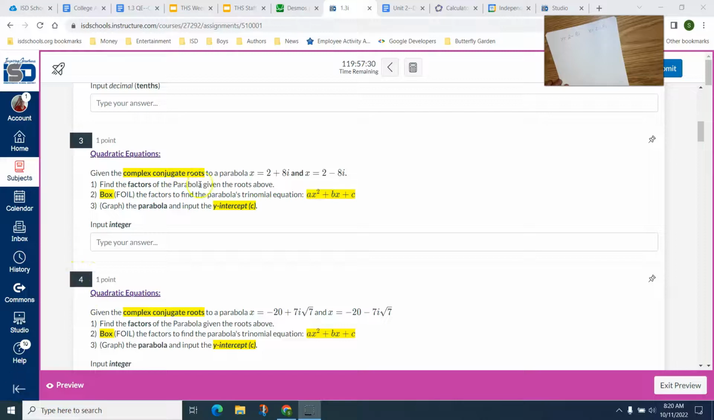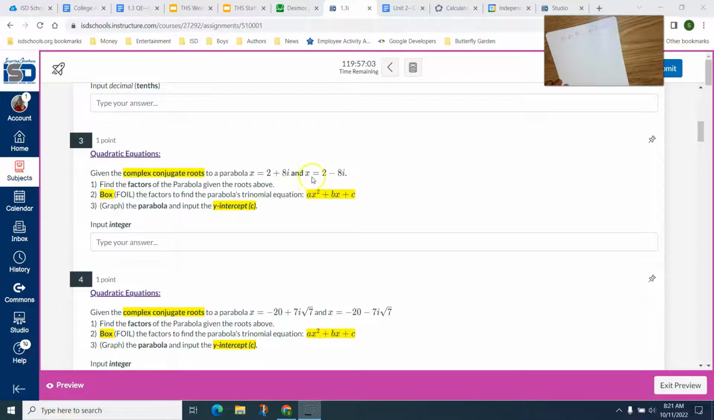Alright, in this video I'm going to show you how to create a quadratic equation, the parabola, and we're going to find the y-intercept. The y-intercept is the c right here, so if you want to graph it, great. If you don't, that's okay also. So I give you the roots of 2 plus 8i and its complex conjugate of 2 minus 8i.